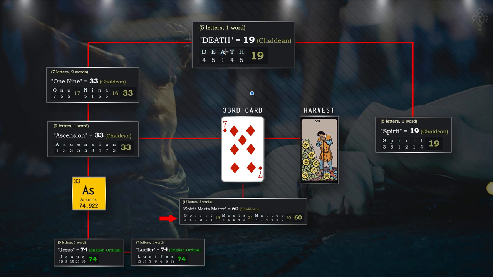It's this five-letter word. Follow the breadcrumb trail, folks. It's really simple when you do that. The number 19 is 19. So when we say 19 through numerology, it becomes a 33. It's measured out as a 33. And that's linked to the word ascension.